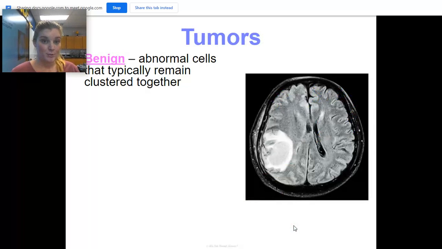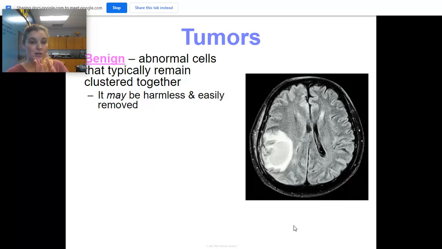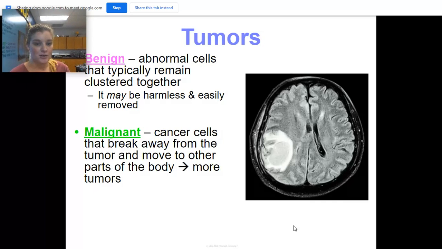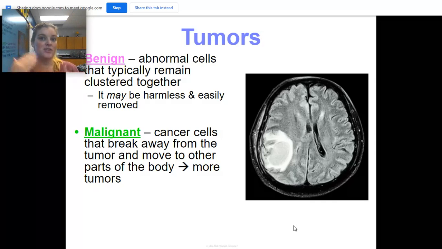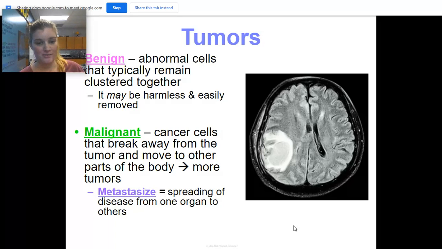So we have a couple different types of tumors. You have benign tumors, that's when we just have abnormal cells that are going to all stay in one chunk together. And those can usually be pretty harmless and easily removed because all the cells are in one spot, so we can control what we're grabbing and where we're getting all of the cancer cells out of. However, a malignant tumor are cancer cells that are breaking away from the main tumor, and they're moving to other parts of the body. And when they do that, they'll settle somewhere, but they're still dividing uncontrollably, so they're causing more tumors. And when they spread from one organ to another, that's called metastasizing.